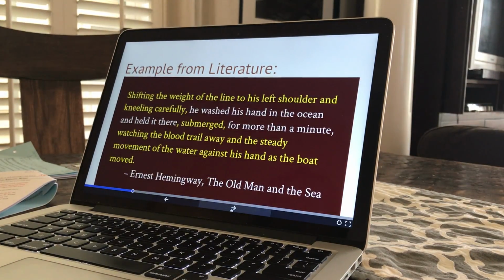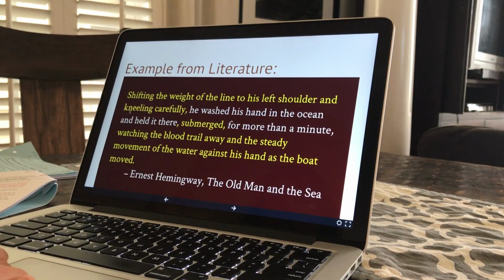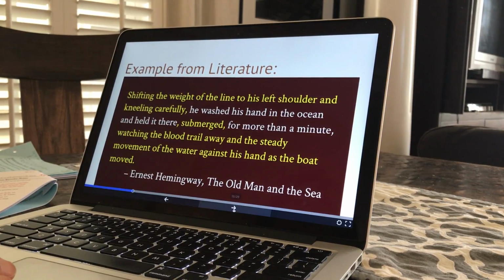All right, here's an example from literature. Shifting the weight of the line to his left shoulder and kneeling carefully, he washed his hand in the ocean and held it there, submerged, for more than a minute, watching the blood trail away and the steady movement of the water against his hand as the boat moved forward. So this is from The Old Man and the Sea. And if you look right here, he's got the ing here, shifting the weight, and you move on through. He's got the ed with submerged, and then watching again, another ing. And they all are making the sentence much more complex and stronger.